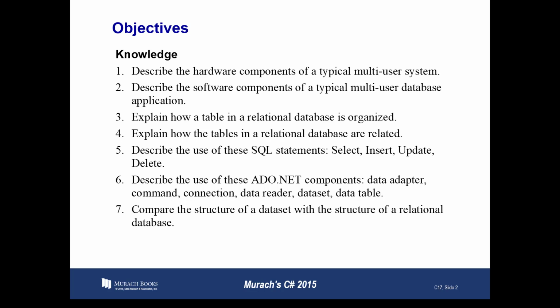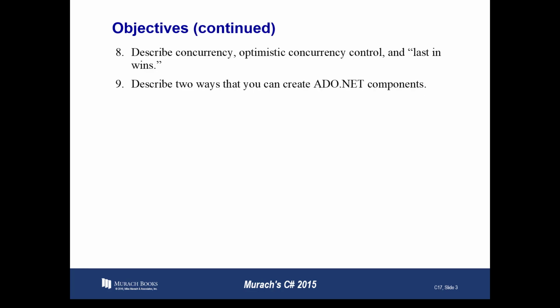Number 7, compare the structure of a data set with the structure of a relational database. Number 8, describe the terms concurrency, optimistic concurrency control, and last in wins. Finally, number 9, describe 2 ways you can create ADO.NET components.